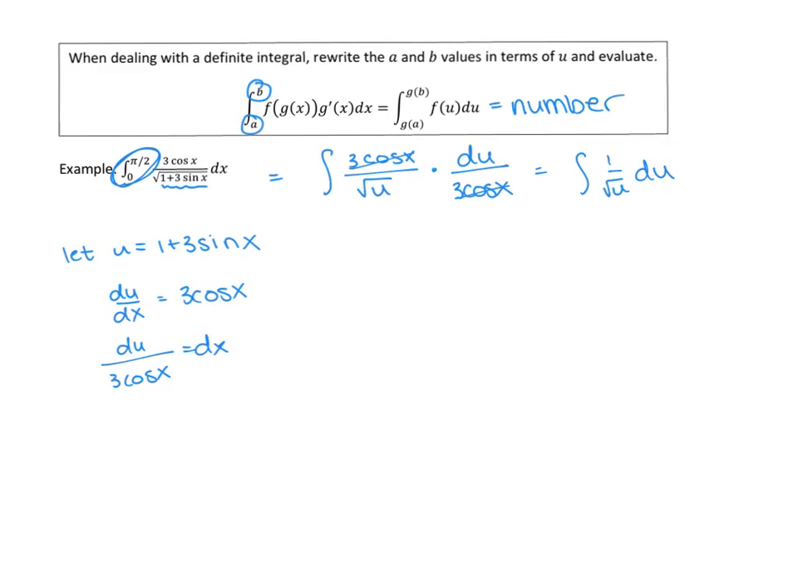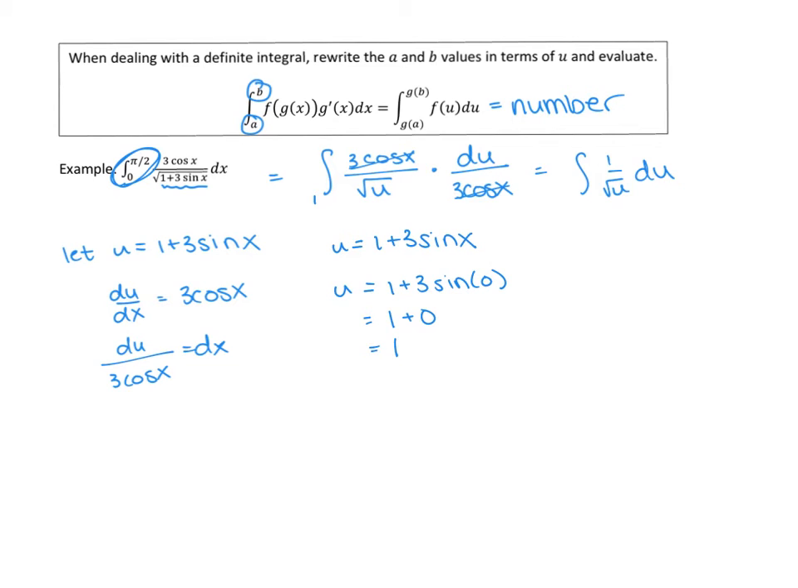So these are x values. So 0 and pi over 2 are x values. We need our new problem to be all in terms of u. But we know what u is in terms of x. We said that u was 1 plus 3 sine x. So what we do is we plug those two numbers, 0 and pi over 2, into our equation for u. When I plug 0 into 1 plus 3 sine x, I get 1 plus 0, I get 1. So my new lower bound is 1.